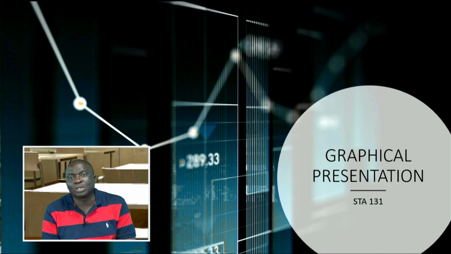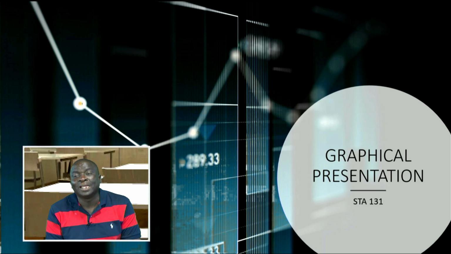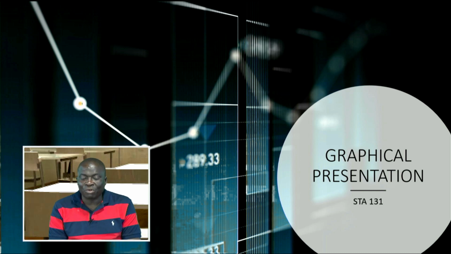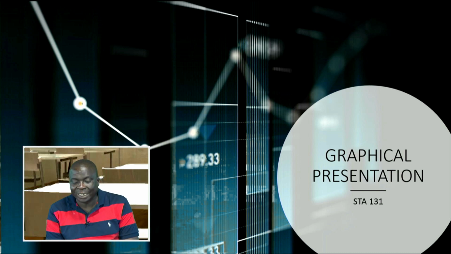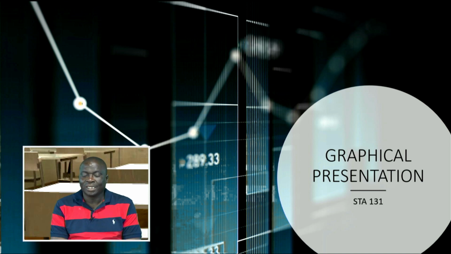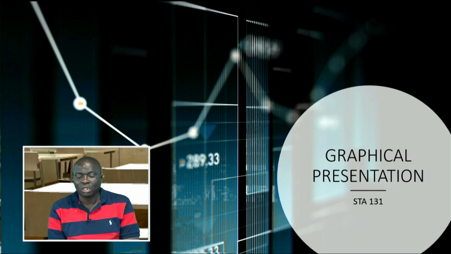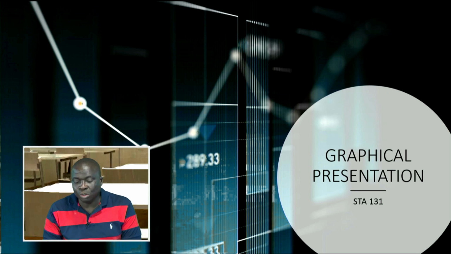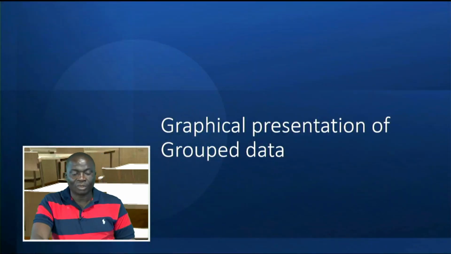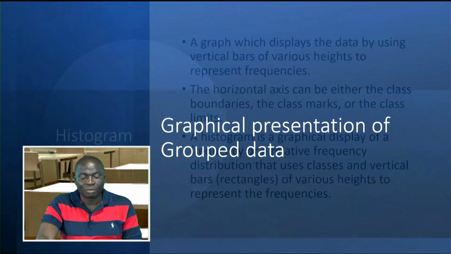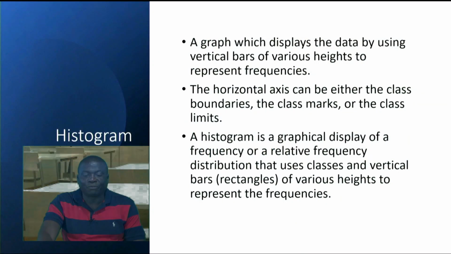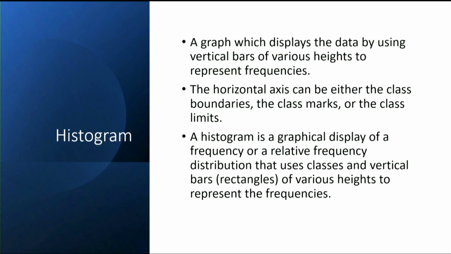In this, we are going to look at some of these pictorial graphs, that is bar chart, line graph, pictorial graph for categorical and ungrouped data, as well as histogram, frequency polygon, OGIVE for grouped data. A graph which displays the data by using vertical bars of various heights to represent frequencies.